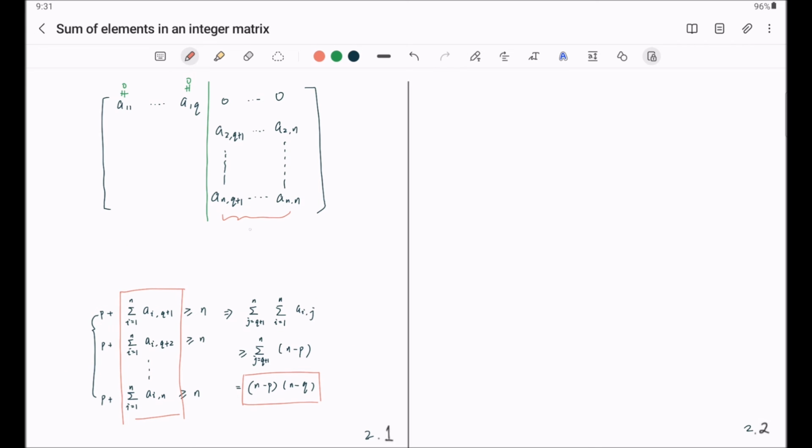So let me take a note here. We are already given an estimate for the sum of elements on the right hand side. Now let's look at the left hand side of this n by n array. We claim that the sum of elements in the first q columns of this n by n array is greater or equal to p times q.